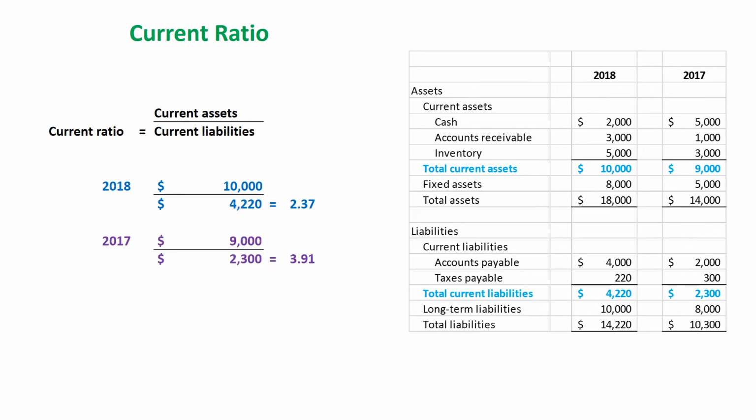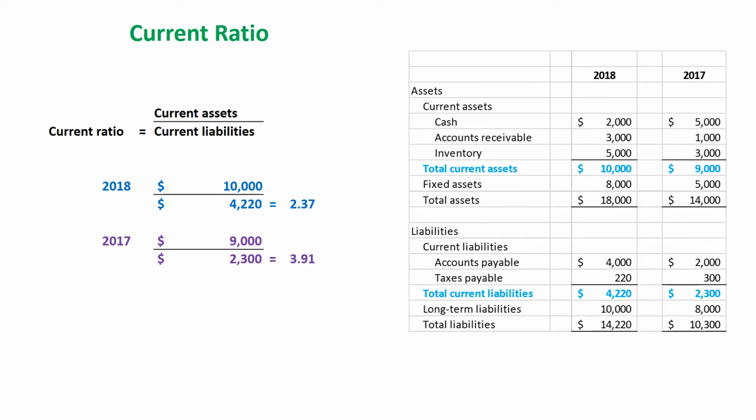The current ratio is a more dependable indication of liquidity than the net working capital. The current ratio is computed with the following formula. Current ratio equals current assets over current liabilities. For your business, the current ratios are, in 2017, $9,000 over $2,300 equals 3.91.